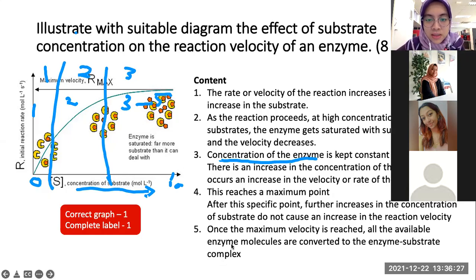You can explain that once the maximum velocity is reached, or the rate of reaction is at the maximum point, all of the enzyme molecules are converted to enzyme substrate complex. This is the analogy here. The yellow colored ones are enzymes, orange molecules are substrate. If you see, the number of enzymes is kept constant, but the substrate molecules keep increasing, and eventually all of the enzymes are occupied. You can either say enzyme molecules are converted to enzyme substrate complex, or you can say all of the active sites of the enzymes are occupied by the substrate. That can also be accepted.